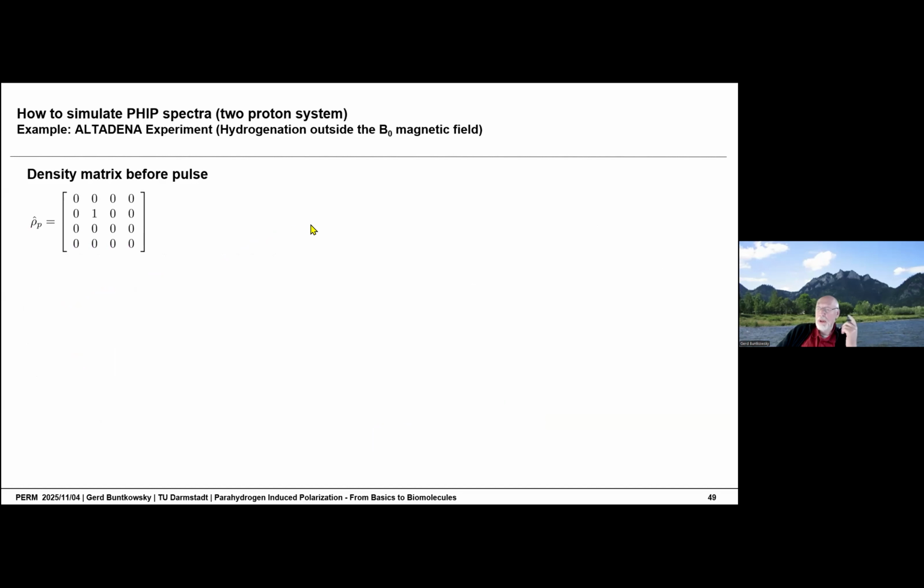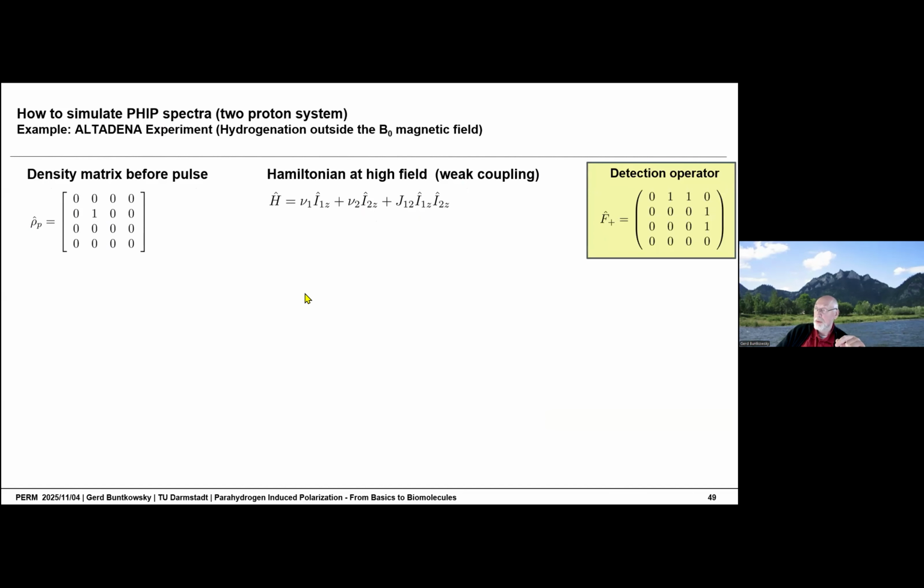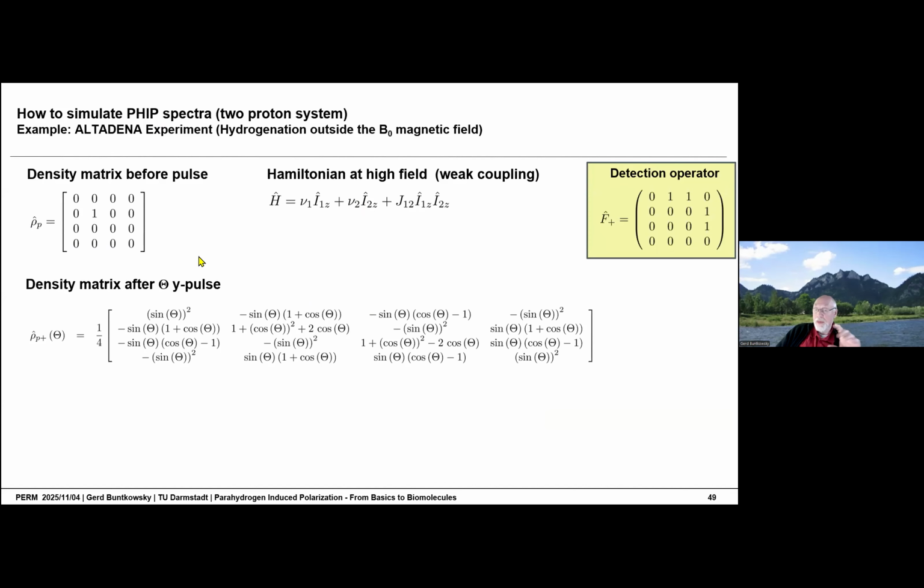Okay, so now let's just sketch how the calculation is done. In the case of the ALTADENA experiment, the density matrix before the NMR pulse is zero everywhere except for the one level which is populated. We're assuming a weak coupling Hamiltonian, so this is the two chemical shifts, this is the scalar interaction, and this here is our detection operator. And then we can calculate the density matrix after the pulse.